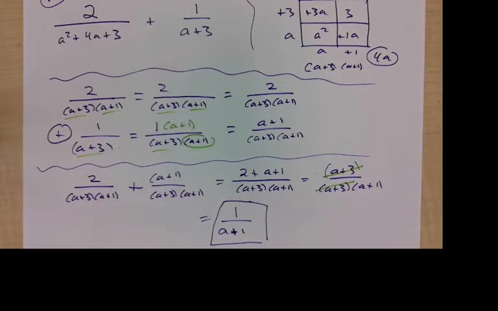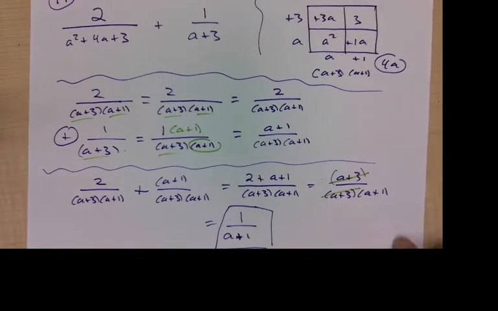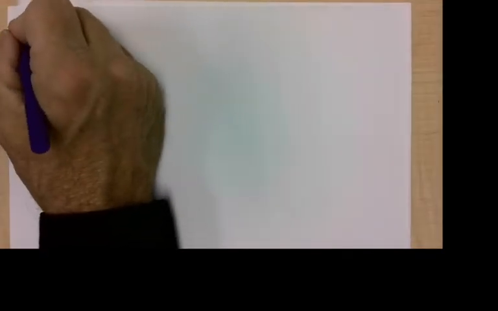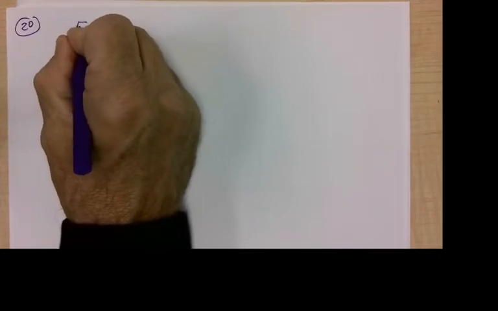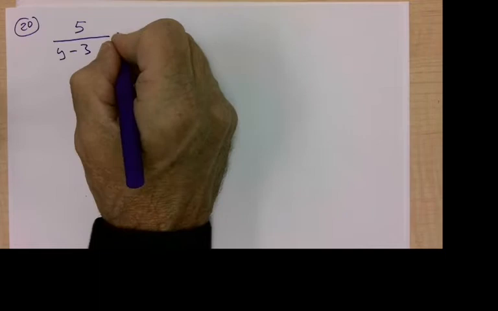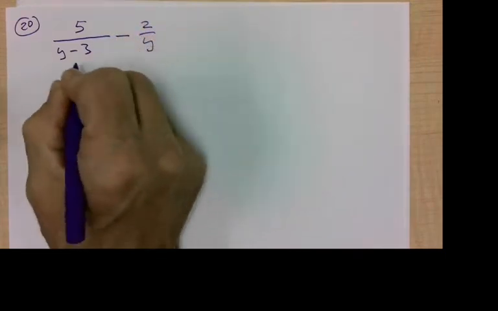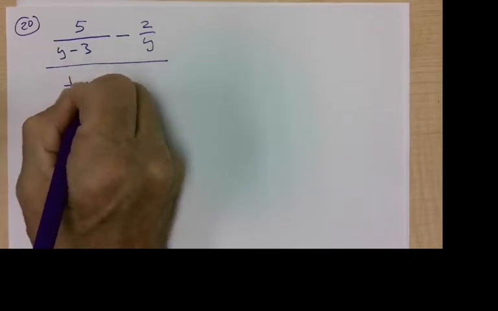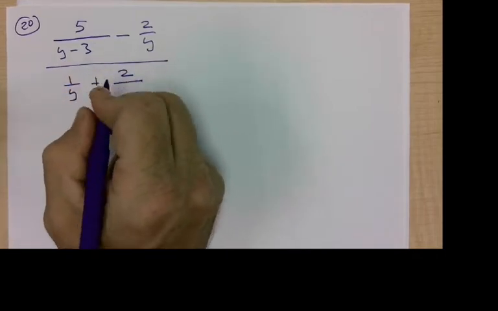All right, our next one, number 20, is a complex fraction, so that can get kind of challenging. Let's take a look at number 20. We have 5 over y minus 3 minus 2 over y, all divided by 1 over y plus 2 over (y plus 3)(y minus 3).